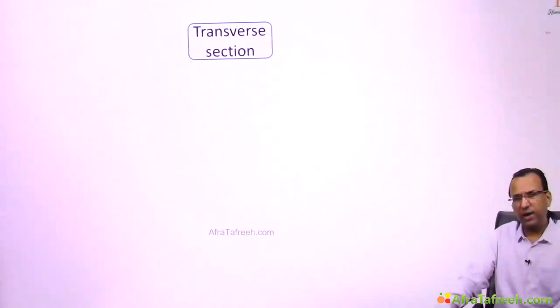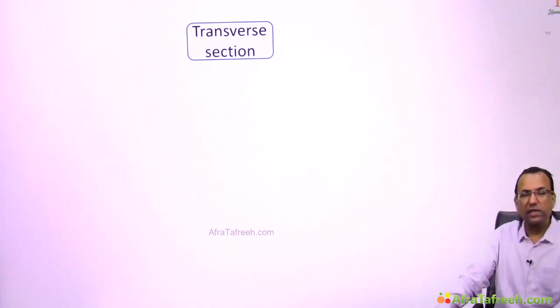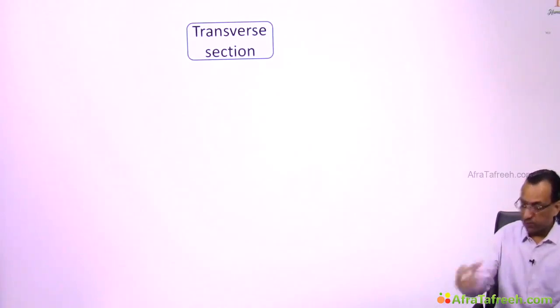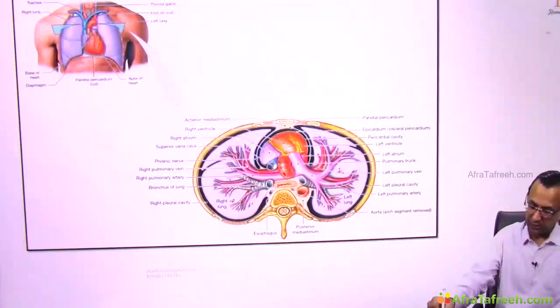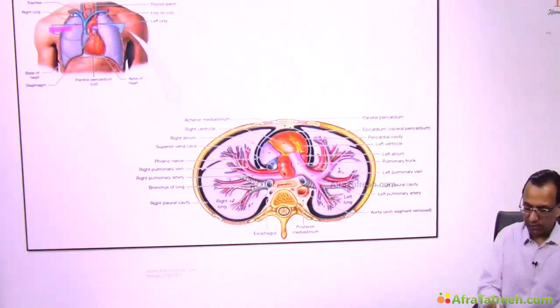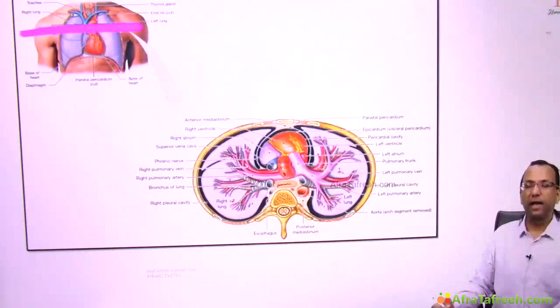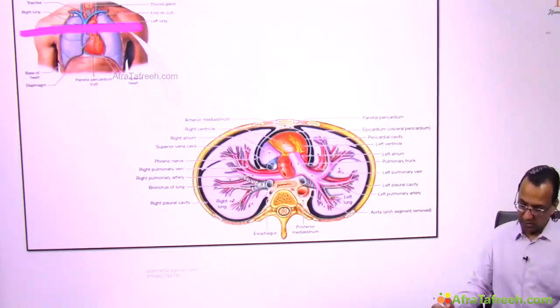We are looking at a transverse section again in the thorax. So what do we see there? You see this diagram. We have taken a transverse section of thorax. See the level and look at the diagram. So this is the diagram. What is the diagram showing?